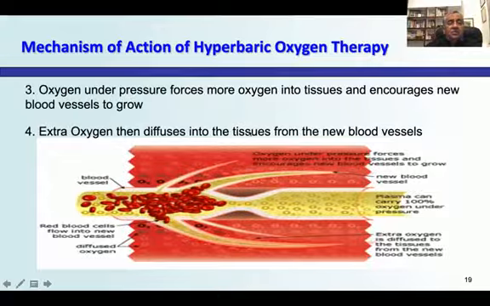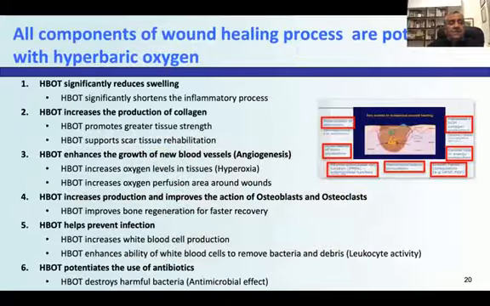Oxygen under pressure forces more oxygen into tissues and encourages new blood vessels to be formed. So, neovascularization, or new blood vessels being formed, is an output of the hyperbaric oxygen which is delivered to the tissues. Extra oxygen then diffuses into the tissues from these new blood vessels. So first, it helps promote new blood vessels, and obviously these blood vessels can then further carry oxygen into areas where they were deprived and give the beneficial effects of hyperbaric oxygen.